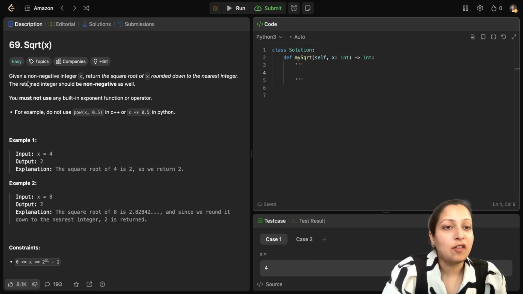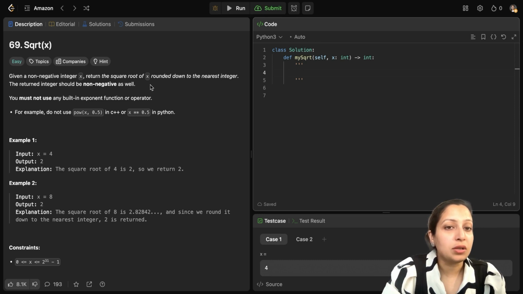It says that you have been given a non-negative integer x. You have to return the square root of x rounded down to the nearest integer. The returned integer should be non-negative as well. You must not use any built-in exponent function or any operator in Python. For example, you cannot use pow(x, 0.5) in C++ or x ** 0.5 in Python.